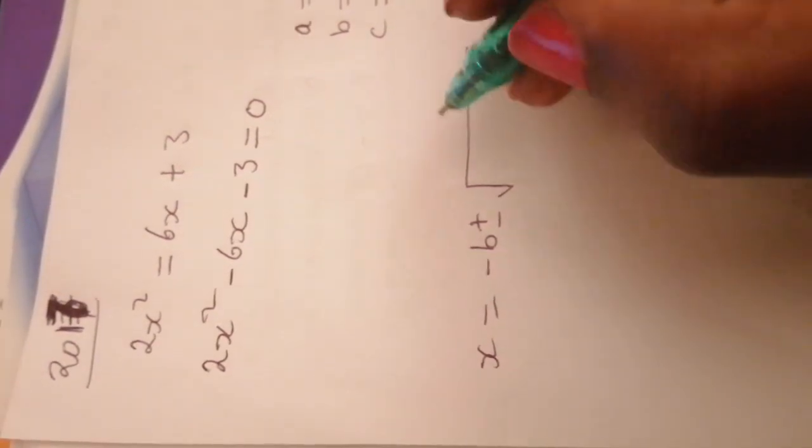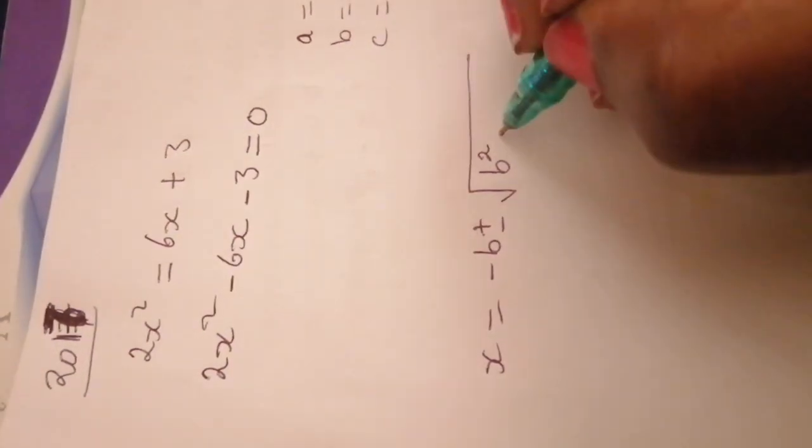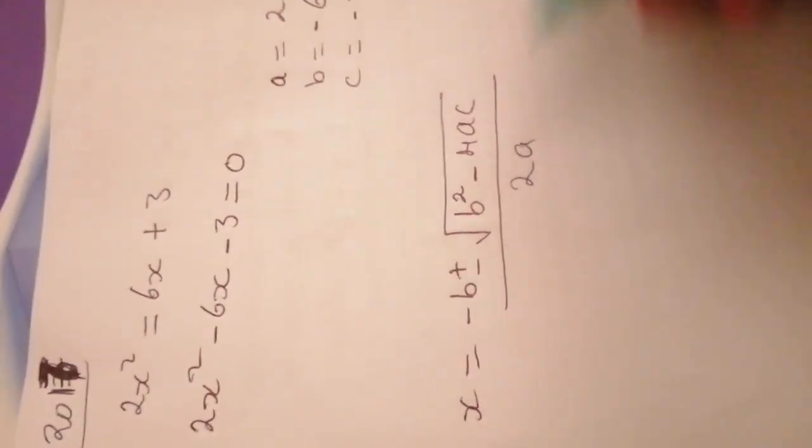Okay, being paper 2, we can use the quadratic formula. x equals -b plus or minus square root of b squared minus 4ac, everything over 2a.